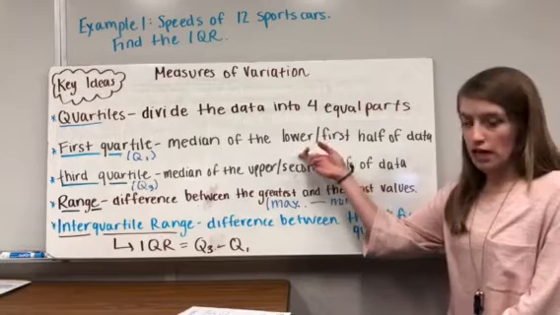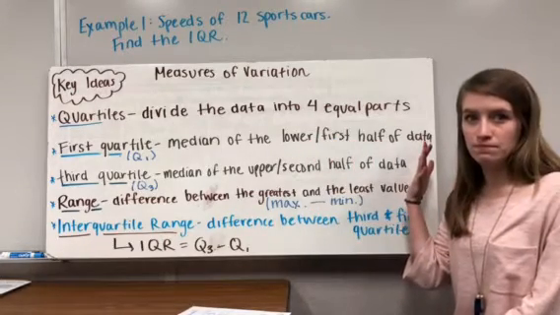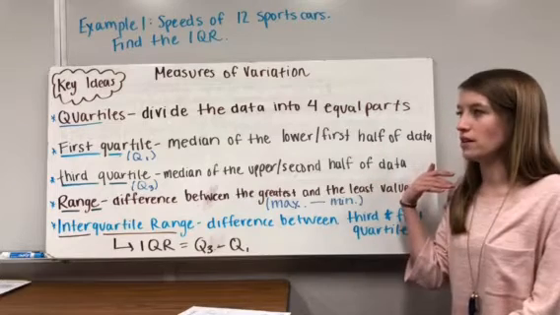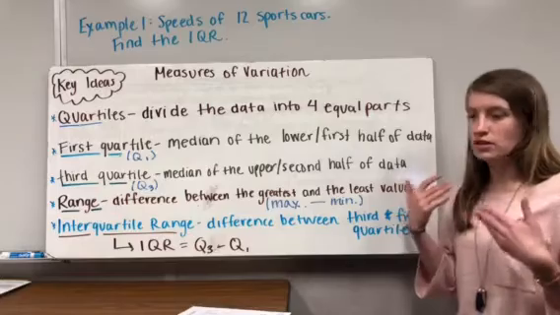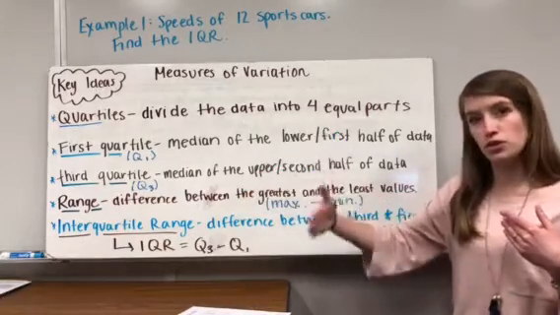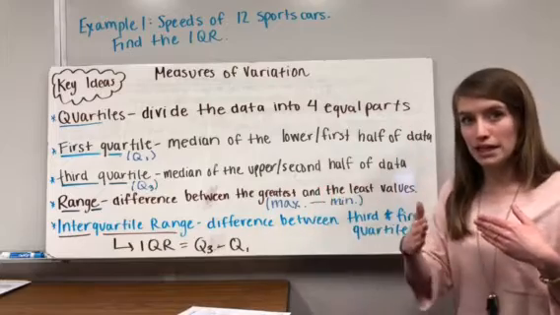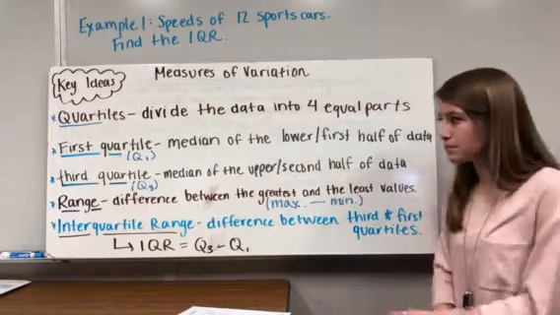The first quartile is the median of the lower or the first half of our data, which we'll talk about how we find in a second. The third quartile is the median of the upper or the second half of our data. So we have our minimum, we have our first quartile, we have our median, we have our third quartile, and then we have our maximum.